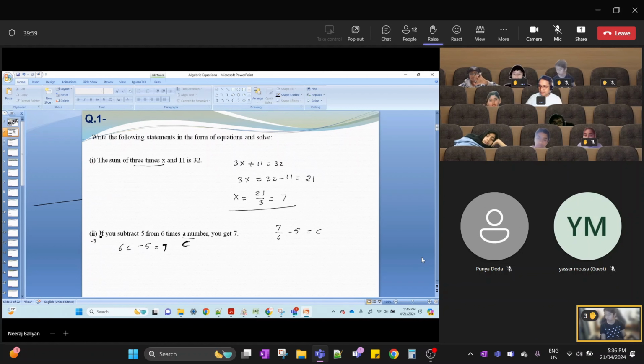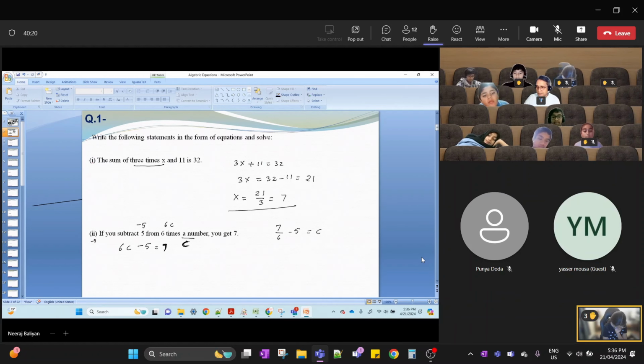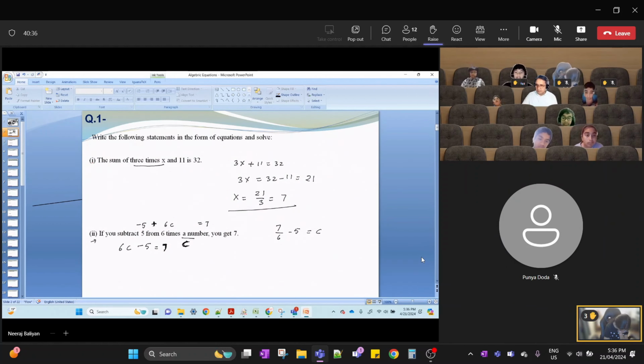Do you want to read this second part for me? If you subtract 5 from 6 times a number, you get 7. So if you read here, like any student would, we are subtracting 5, so minus 5, from 6 times a number. Let us say that number is C. You get 7. This is what it is saying. So we need to read the question properly, then we can solve this.